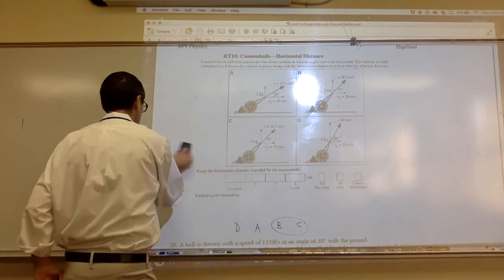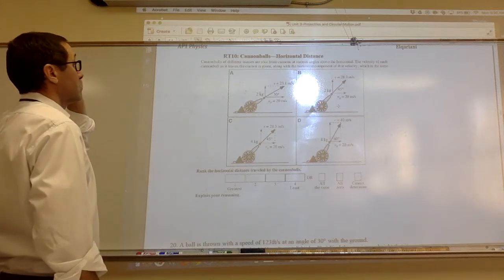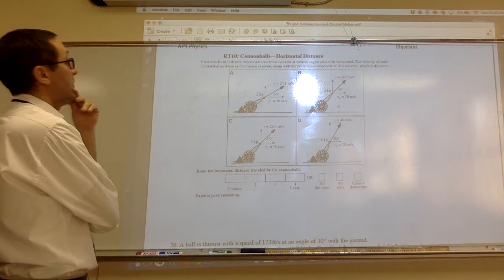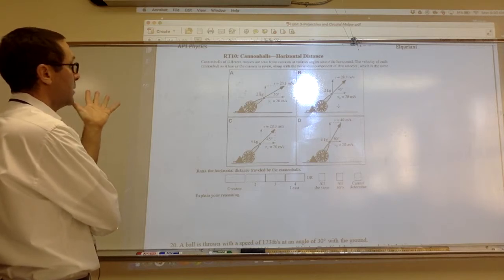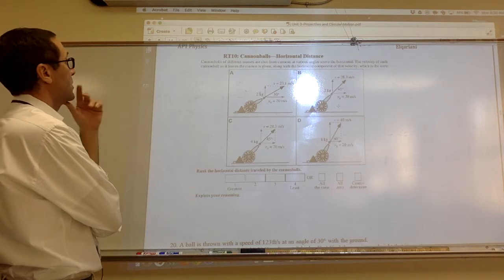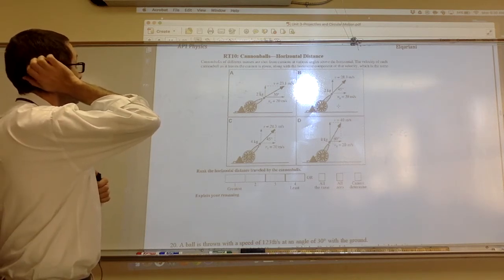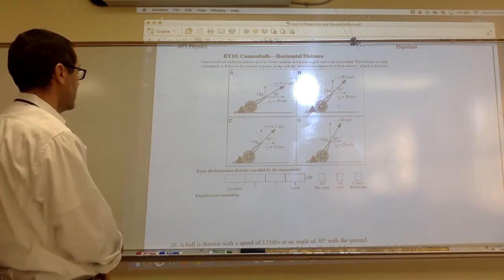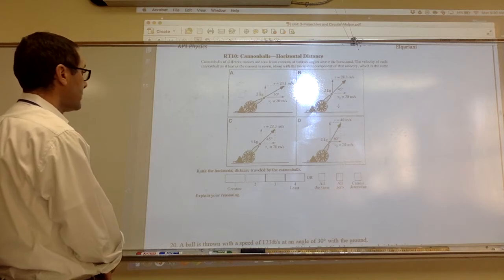All right, let's look at this cannon problem here. So now the angles are different. The velocity of each cannon as it leaves the cannon is given. So these are also different in some cases. Okay, along with the horizontal component, which is the same. Okay, so the horizontal component is the same. Rank the horizontal distance traveled by the cannonball.